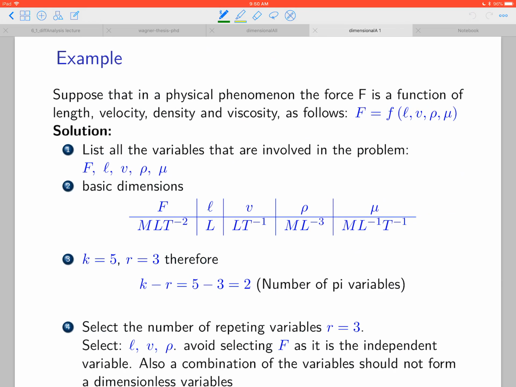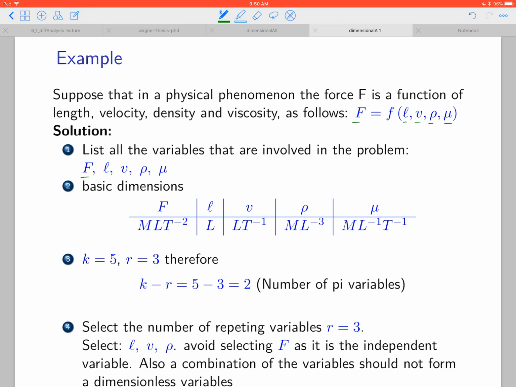Okay, let's see it with an example. It is easier when you do it with an example. Suppose that you have a physical phenomenon in which force is a function of length, velocity, density, and viscosity. It's the example that we have been working on. And so we have our 5 variables: 1, 2, 3, 4, 5 variables.